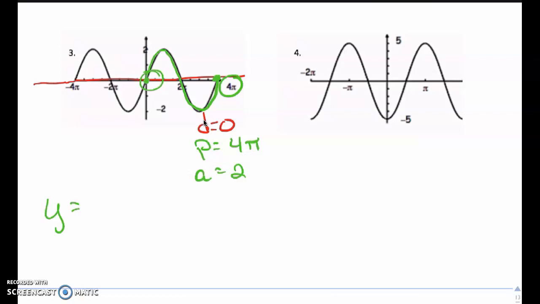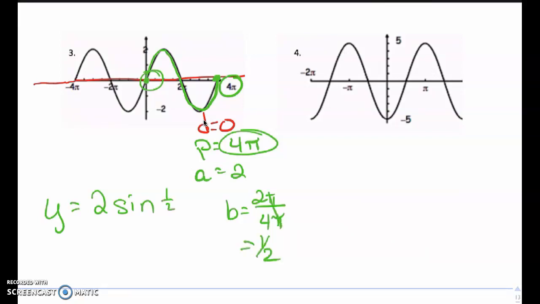So therefore it would have to be 2 sine of, and if my period is 4 pi, b is 2 pi divided by that period. The pi's would cancel and that would reduce to 1/2. So we would have 1/2 x. So y equals 2 sine of 1/2 x. Okay, so let's look at number 4.